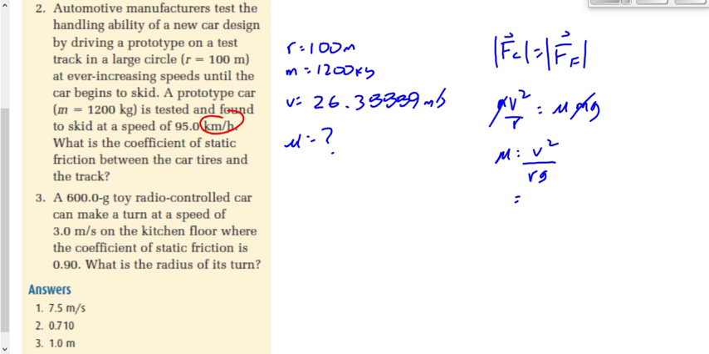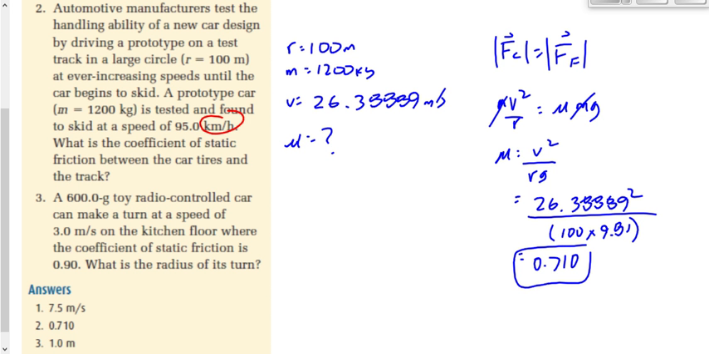Now my speed is not 95, rather it's 26.3889. Don't forget to square it. Divide it by r, 100 meters times 9.81. And when I do that math, it should work out to be 0.710. Is that a reasonable coefficient of friction? Sure it is. We usually see that range of 0 to 1, right? Can occasionally be a little bit higher. Usually in that range of 0 to 1. This falls nicely in that range.